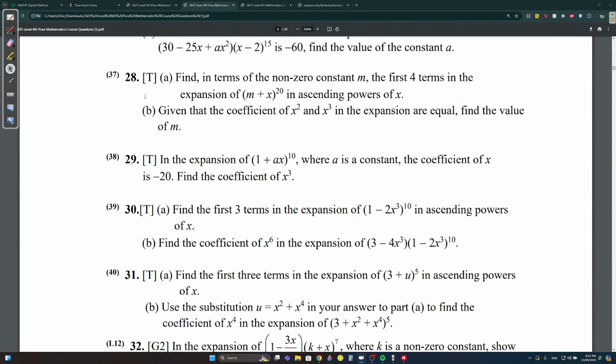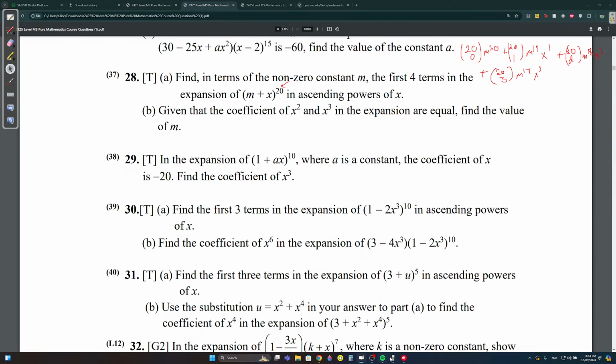Question 28. Find in terms of the non-zero constant m the first four terms in the expansion. Okay, first four terms of this expansion. Let's go. 20c0 m to the power of 20, plus 20c1 m to the power of 19 x to the power of 1. They have four terms, right? Plus 20c2 m to the power of 18 x to the power of 2, plus 20c3 m to the power of 17 x to the power of 3.